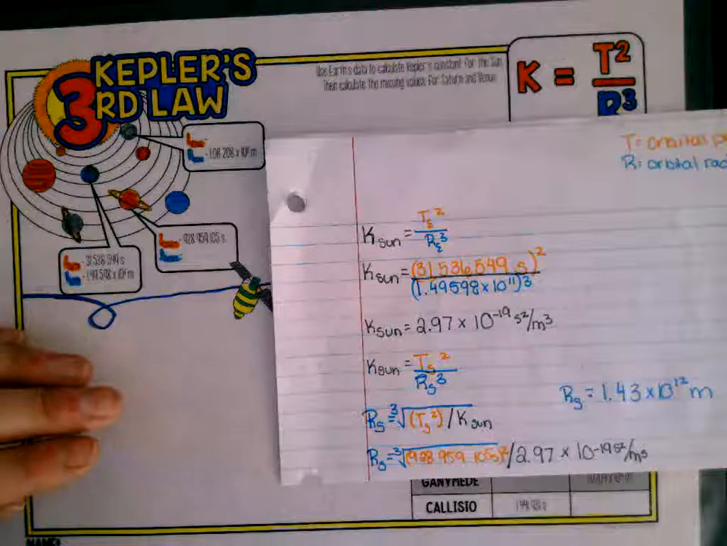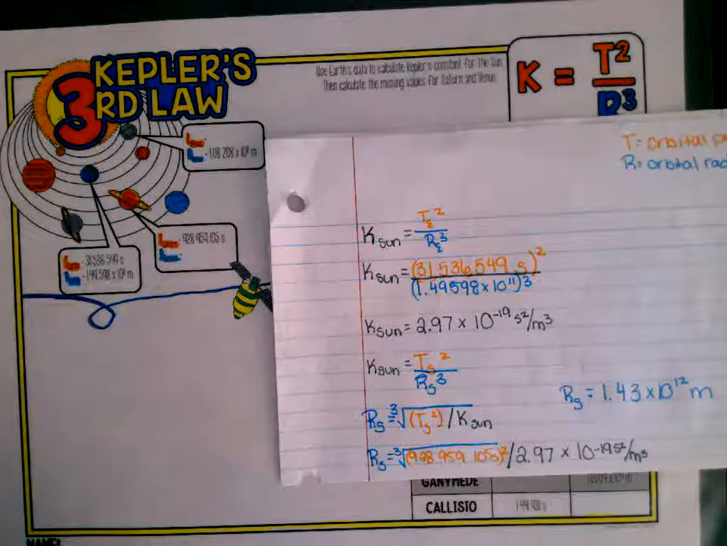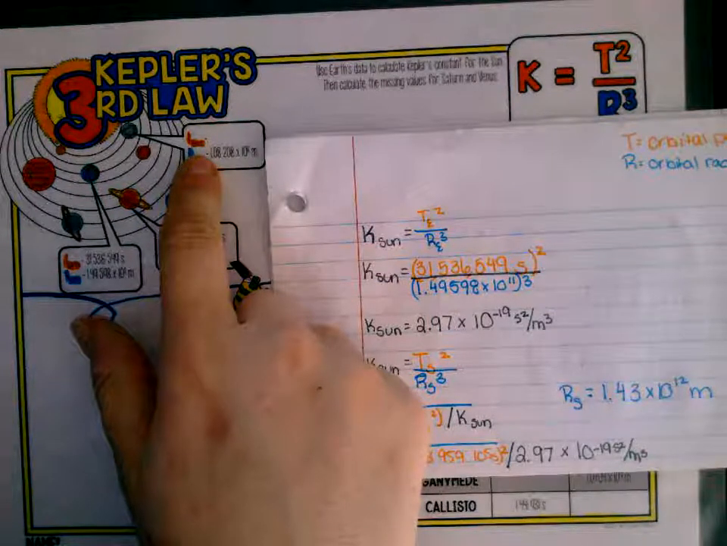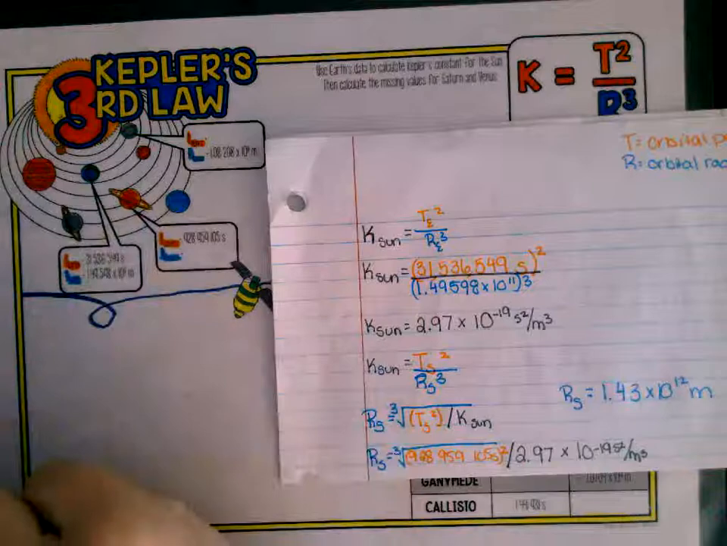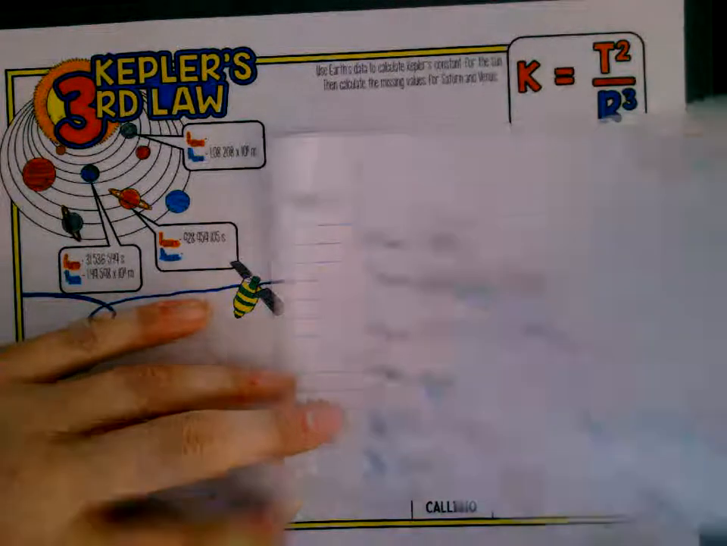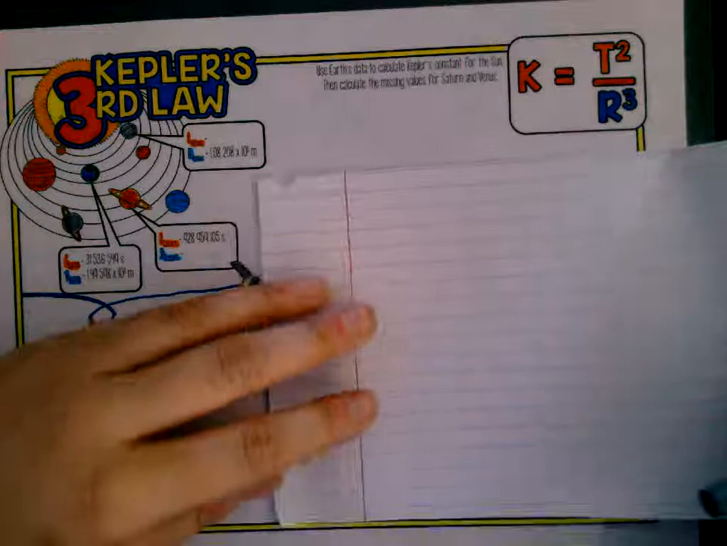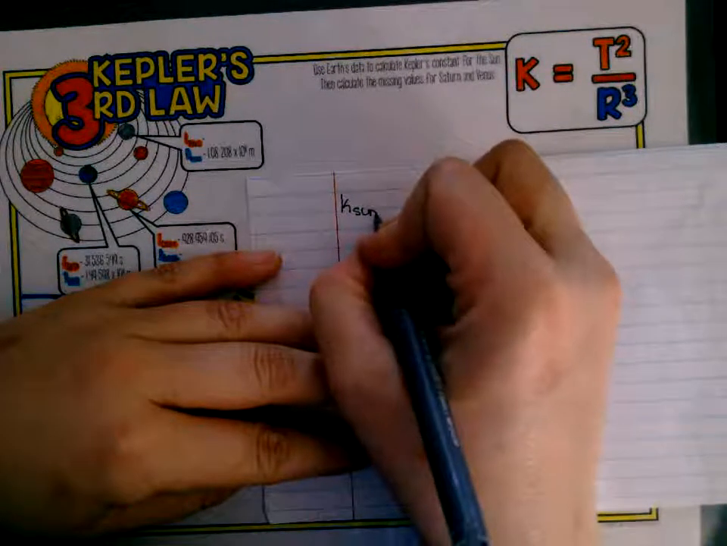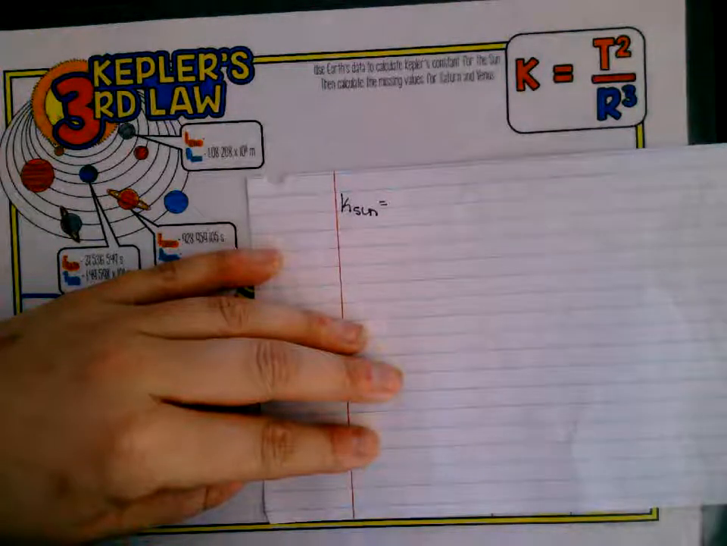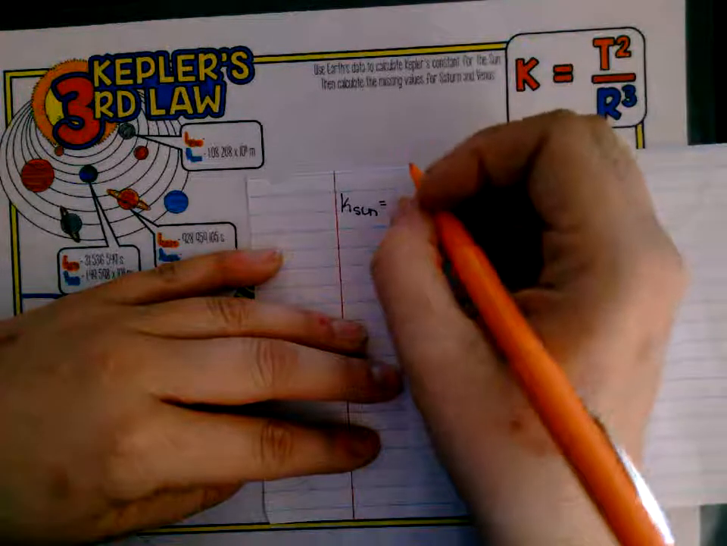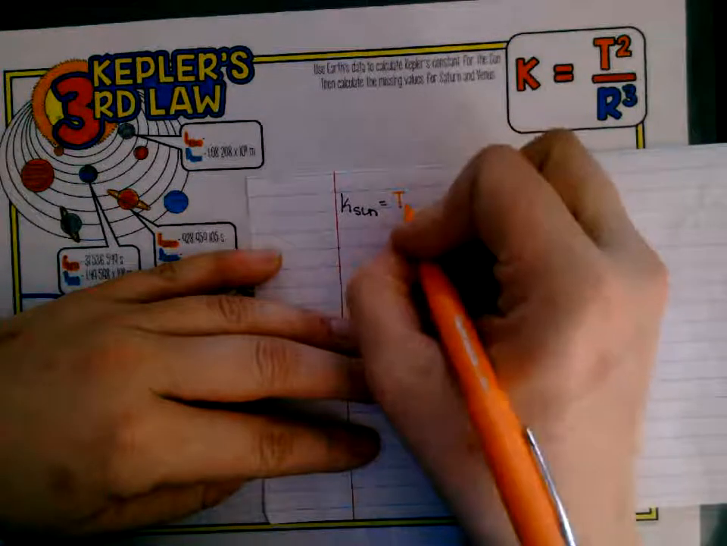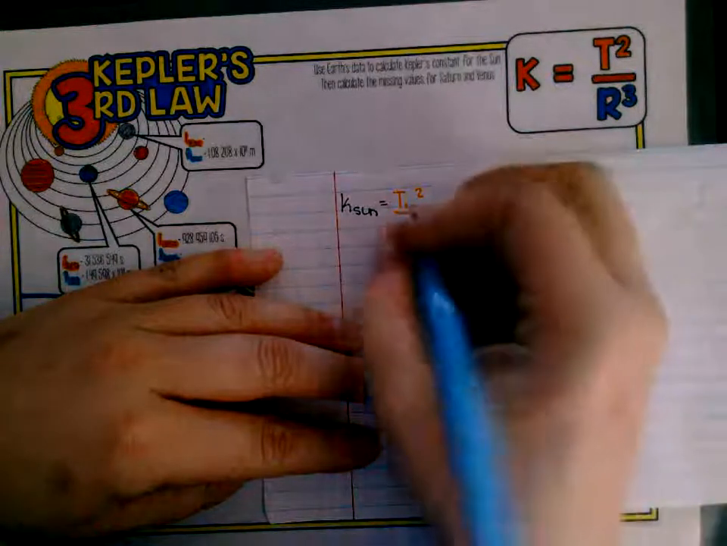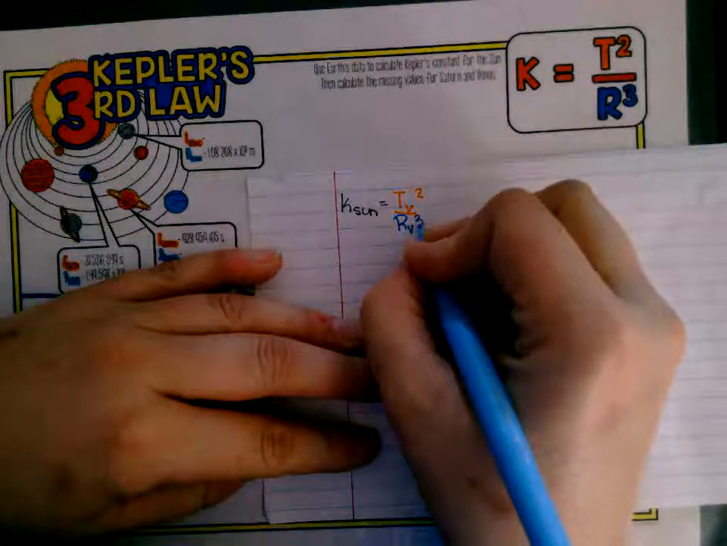Last but not least, up at the top, we need to figure out the orbital period for Venus. So Kepler's constant of the Sun is equal to the orbital period of Venus squared divided by the orbital radius of Venus cubed.